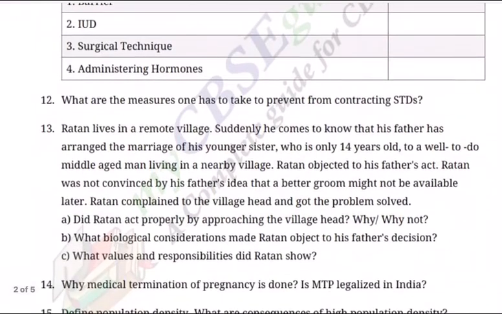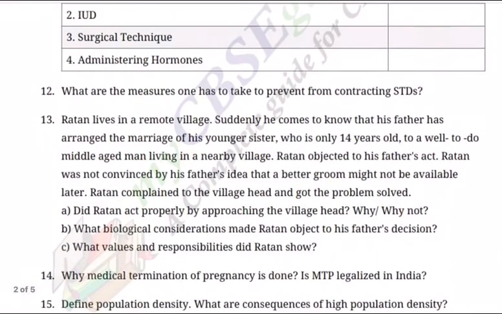What are the measures one has to take to prevent contracting STDs, sexually transmitted diseases? And question number 13, focus on this. This is called case study questions, newly introduced for your batch. So you need to focus because it is 8 marks in section A. Case study questions are 4 plus 4, 8 marks, solid 8 marks. You can get it if you train yourself in this.